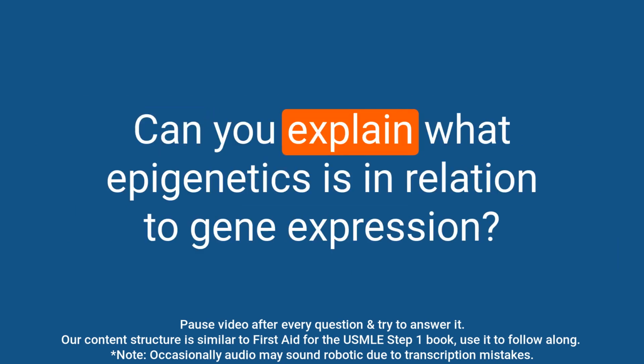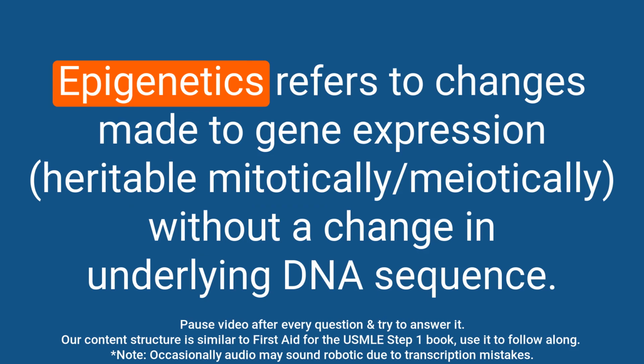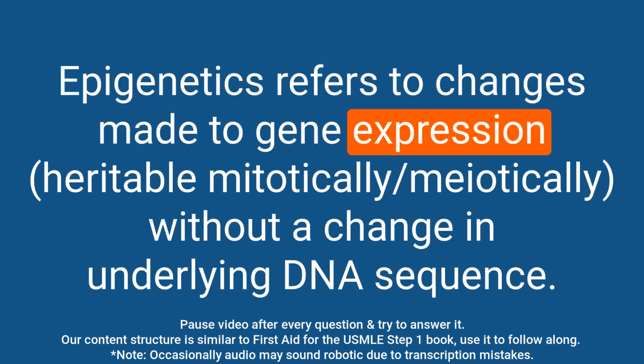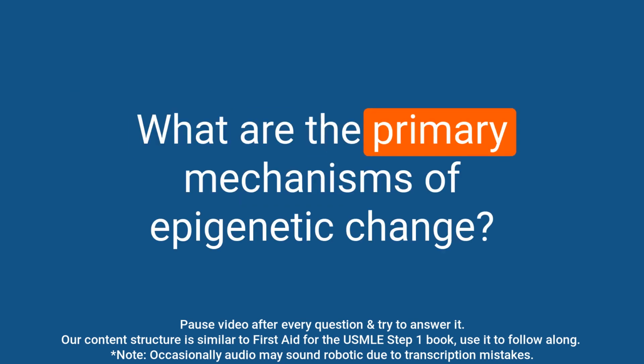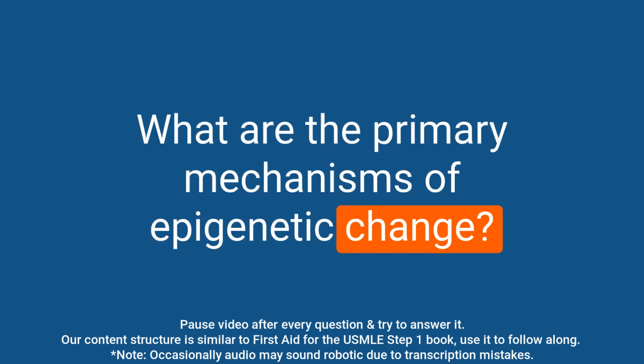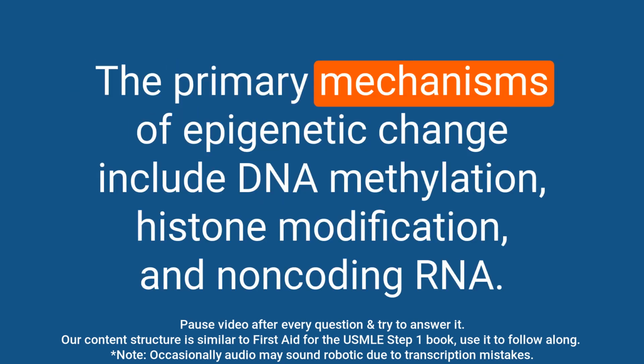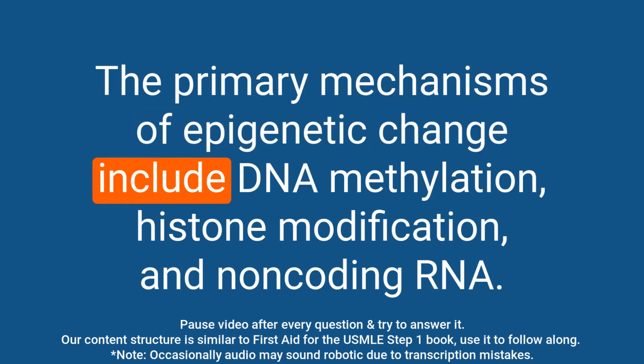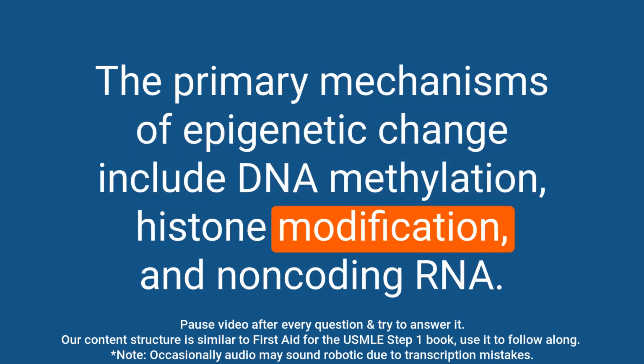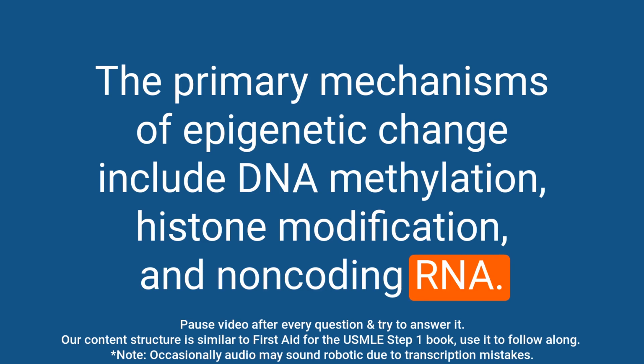Question: can you explain what epigenetics is in relation to gene expression? Answer: epigenetics refers to changes made to gene expression without a change in underlying DNA sequence. Question: what are the primary mechanisms of epigenetic change? Answer: the primary mechanisms of epigenetic change include DNA methylation, histone modification, and noncoding RNA.